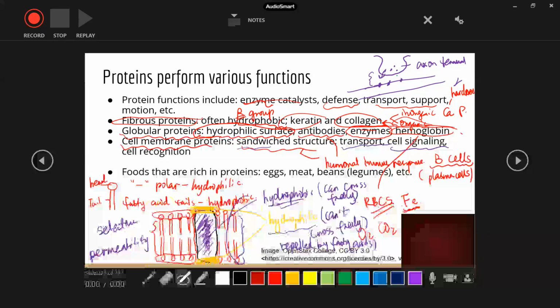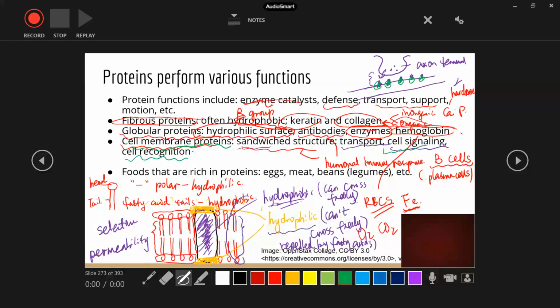Now, let me use a different color. So these are the receptors. And eventually, the acetylcholine will bind to the receptors, and this triggers a cascade of chemical reactions, which will eventually generate muscle contraction, right? So these green color receptors that bind to acetylcholine, those receptors are cell membrane proteins, right? So you can see that they are involved in the cell signaling process.